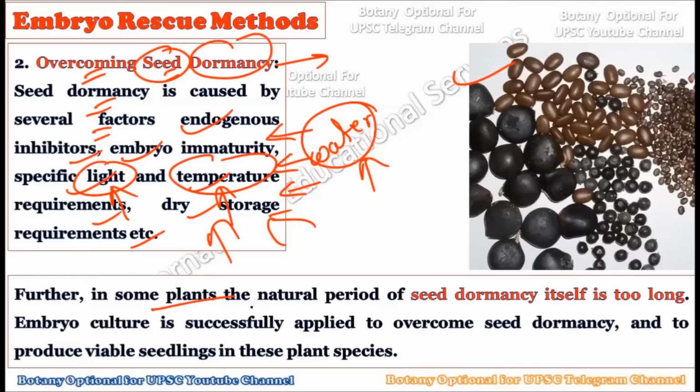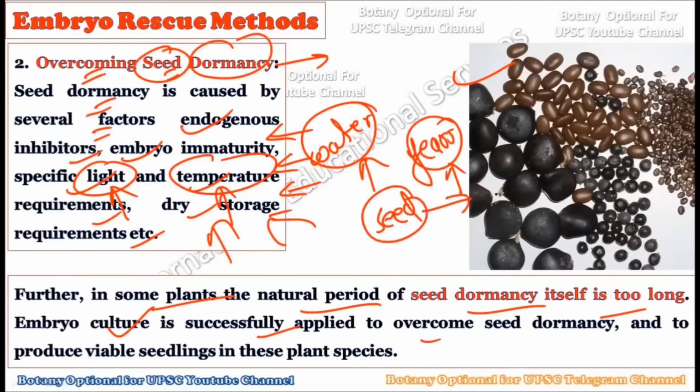Now see, further, in some plants the natural period of seed dormancy is itself too long. There are some plants in which seed dormancy lasts for years. These seeds can remain dormant for years. In such a condition, we cannot regrow these plants by using the seeds. Then in such a case, embryo culture is successfully applied to overcome this seed dormancy. We just have to take the dormant seed, extract the embryo out of it, and we can quickly grow this embryo in the plant tissue culture laboratory.